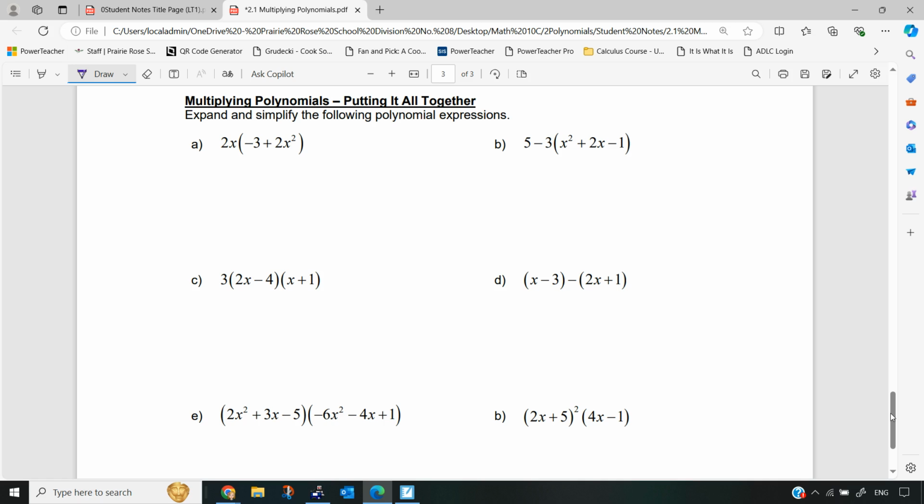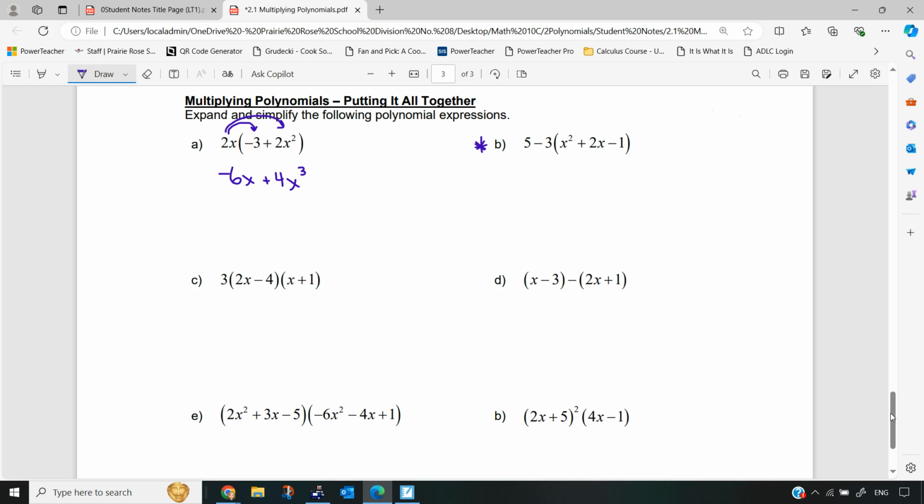For part A, we have a monomial times a binomial. We're going to use the distributive property, so 2x times negative 3 is negative 6x, and 2x times 2x squared is positive 4x cubed. For part B, you might want to put a star by this question. This is one that I often see students make mistakes with.